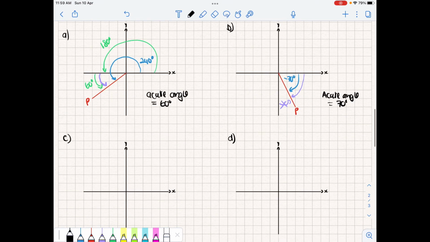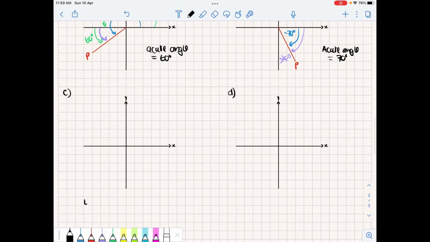All right, question C says 490 degrees. So we want to go 490 degrees. That's more than 360 degrees. And so what this means is we're doing one full revolution, and then we are continuing for another 130 degrees beyond that. So in other words, we are doing one full revolution of 360 degrees, and then we are rotating another 130 degrees beyond that to create our line OP.